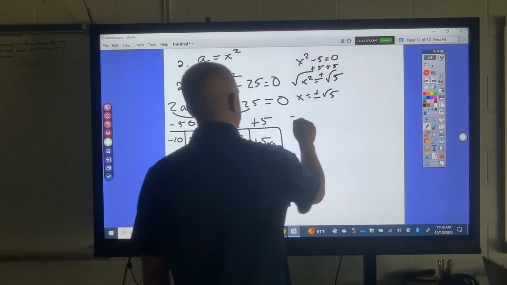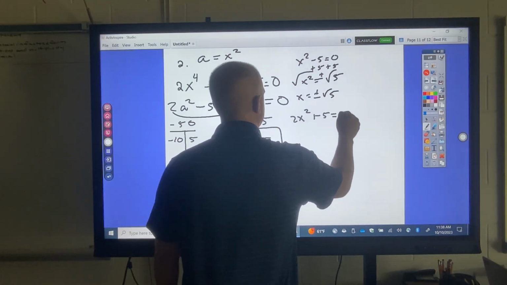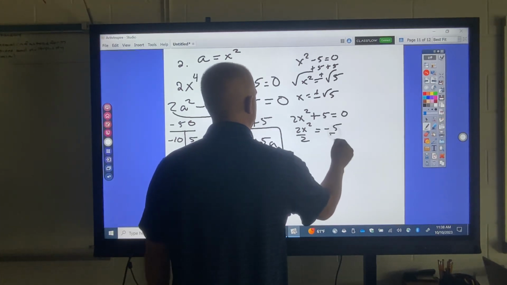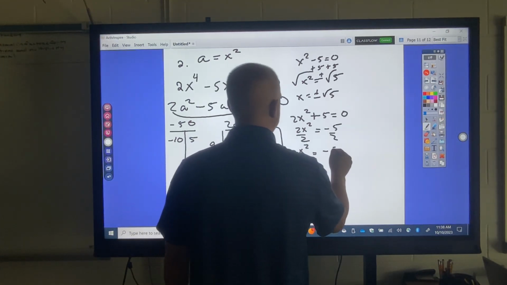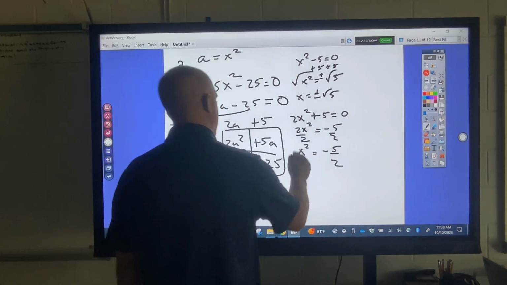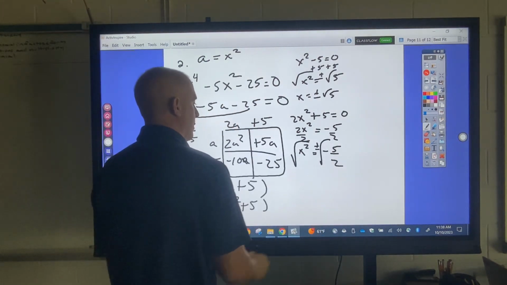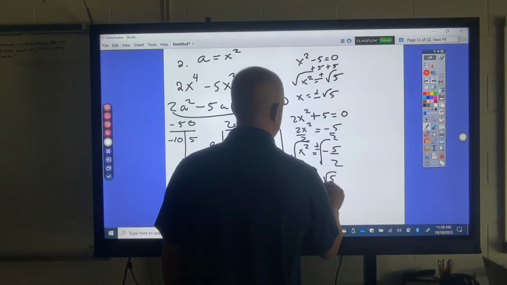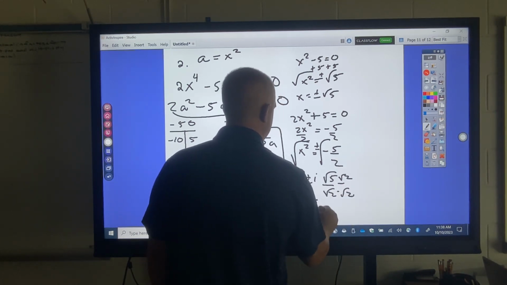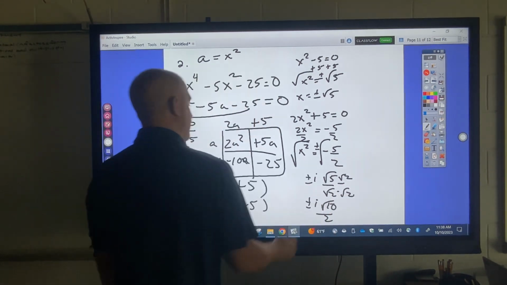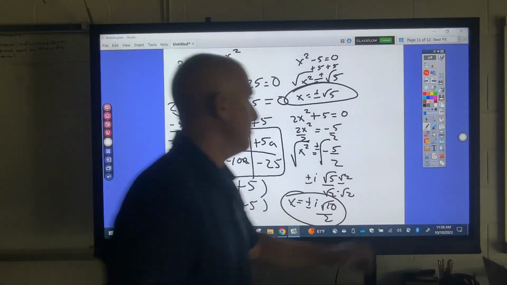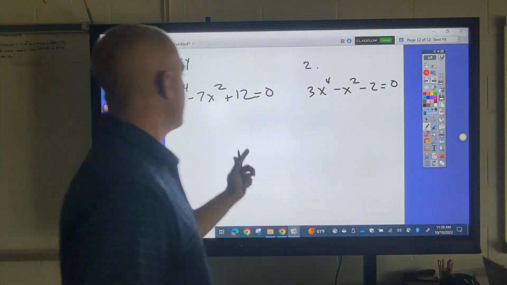Okay, this 2x squared plus 5 equaling 0. That's 2x squared equals negative 5. Divide by 2. I got x squared equals negative 5 over 2. Square root plus and minus. Since that's got a negative, I got to put that i on the outside. So that's going to be square root of 5 over square root of 2. Multiply to rationalize. It's going to be i square root of 10 all over 2. And that cannot get any simpler. So that would be a solution. That would be a solution. So you go ahead and try those.